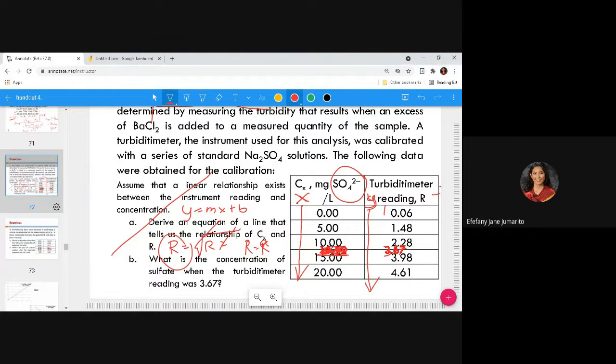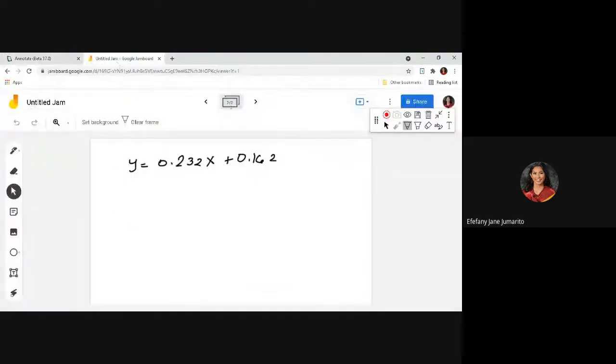Okay. So it says that, if you have that one, 3.67 na siya, no? 3.67. Kung 3.67, if you have the x, that is 15. That is okay. All right. Okay. So we have this one.